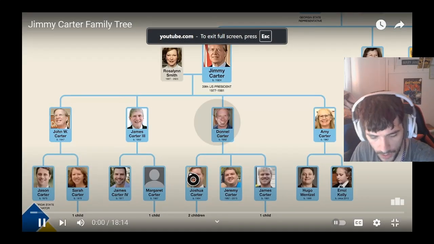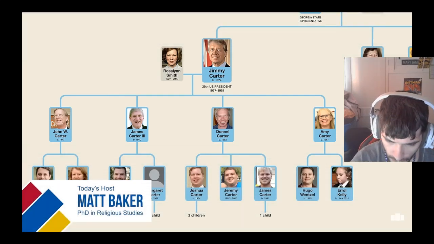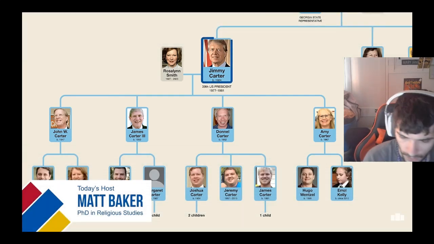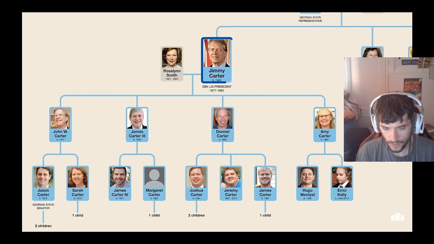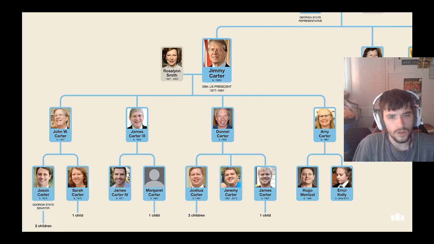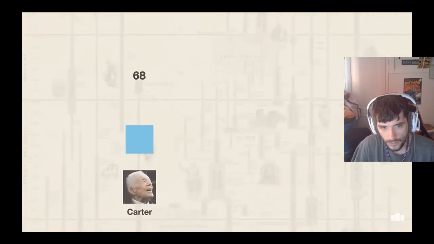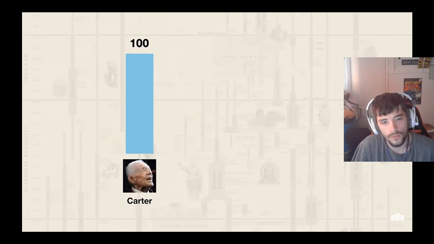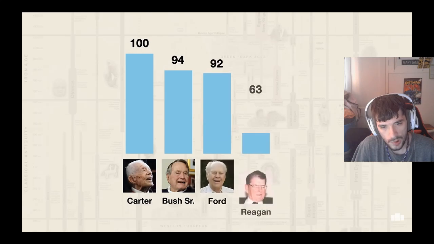Full screen. Hi, this is Matt Baker. Today I'm going to show you the family tree of Jimmy Carter, the 39th President of the United States. Carter is already the longest living president in U.S. history. However, this coming Tuesday, he will pass yet another milestone, becoming the first ever president to reach 100 years of age. This is 6 years longer than George Bush Sr., and 7 more than both Ford and Reagan.